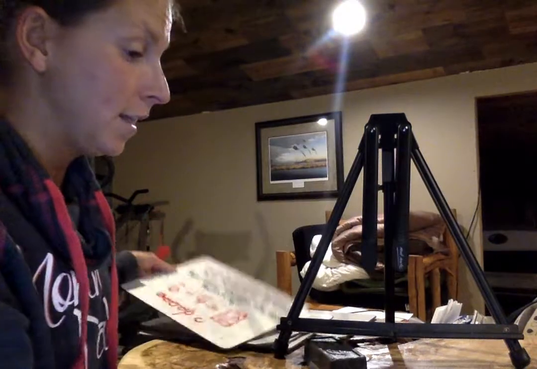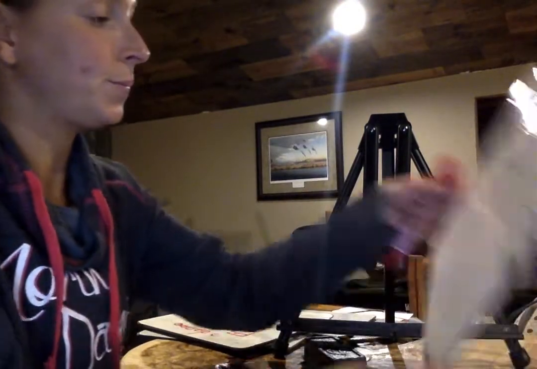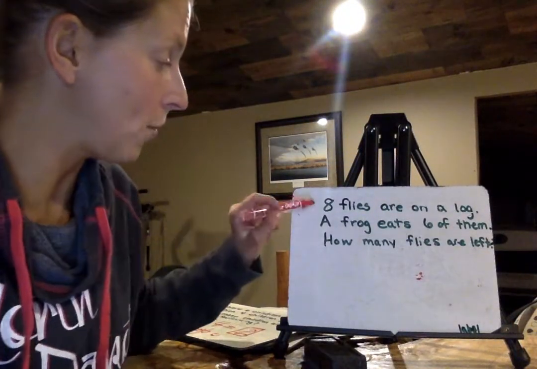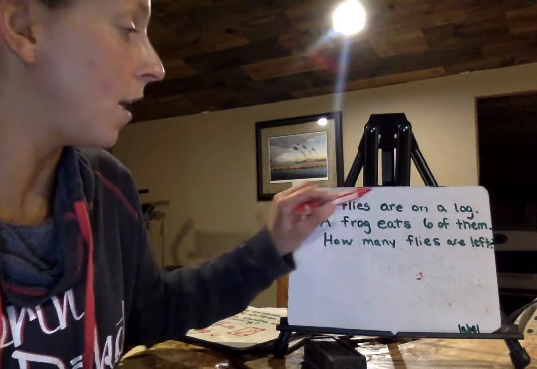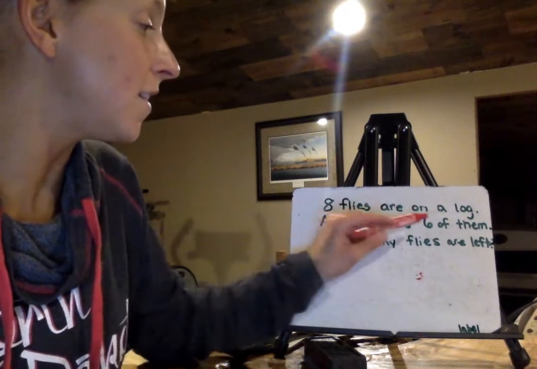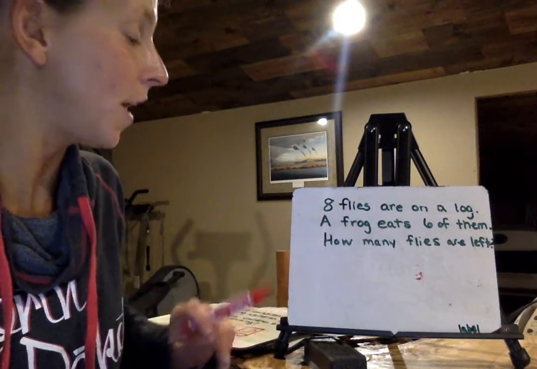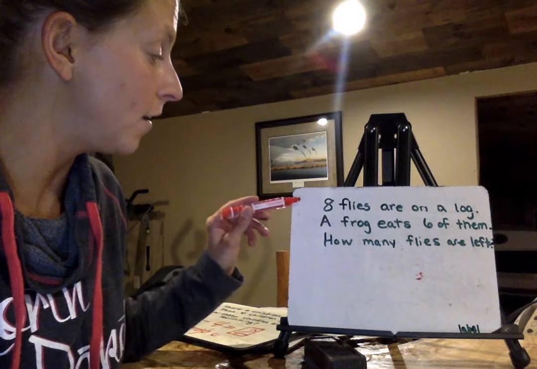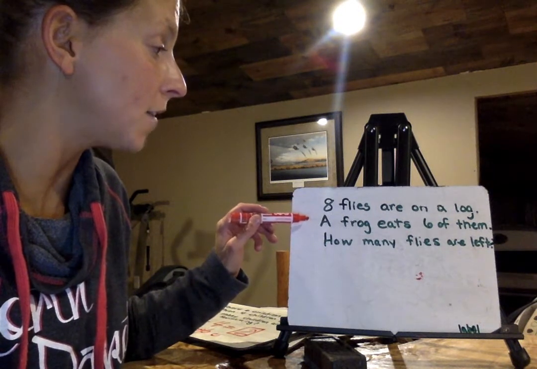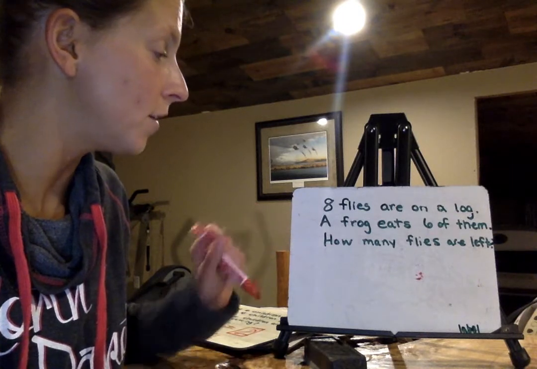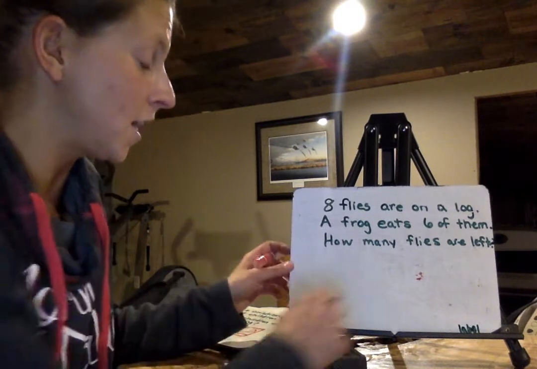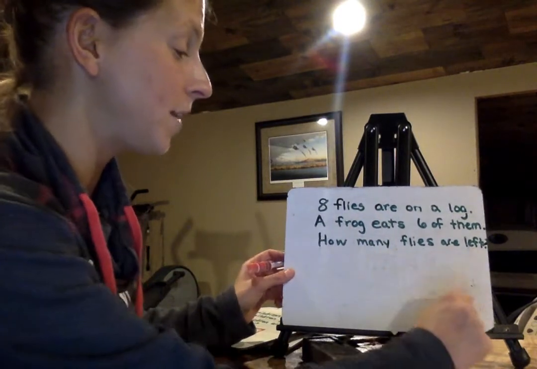2 children are still left swimming because 4 children went home. All right, let's do another one. Okay, ready? Listening ears on. 8 flies are on a log. A frog eats 6 of them. How many flies are left? I'll read it again. 8 flies are on a log. A frog eats 6 of them. How many are left? Go ahead, pause, write the equation, solve it the best way you know how, and let's talk about it in just a minute.